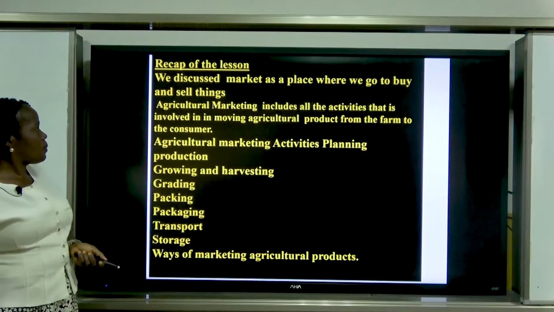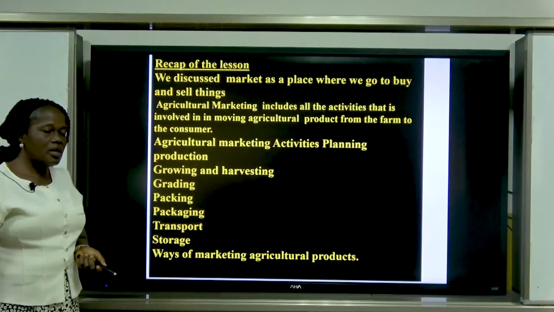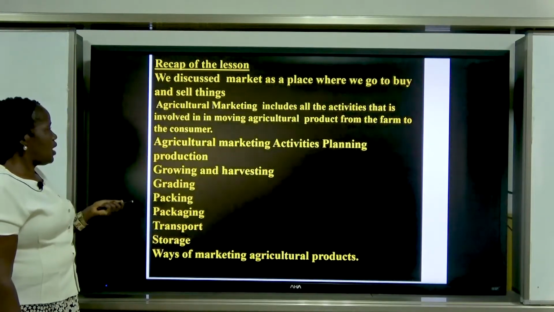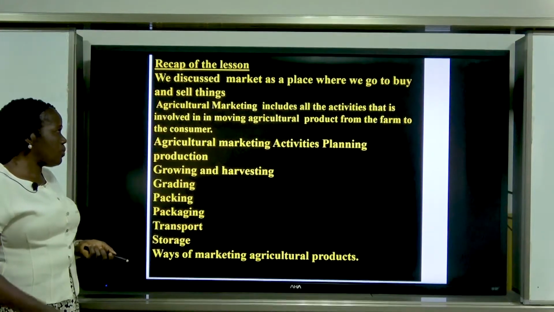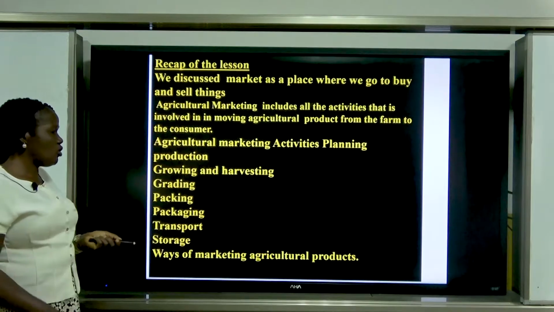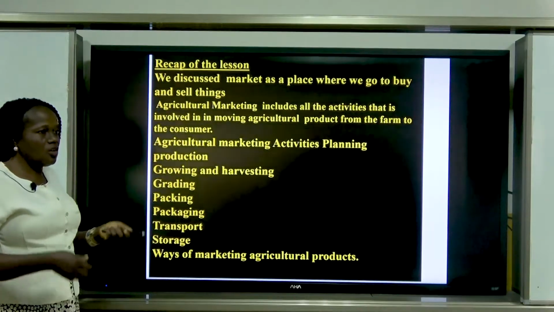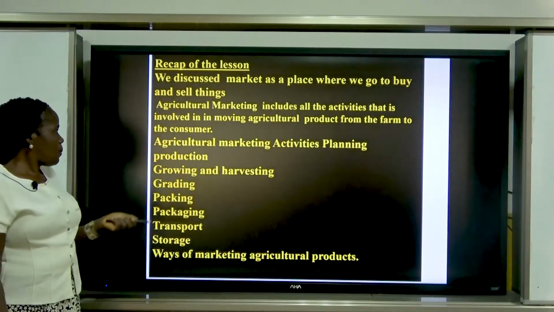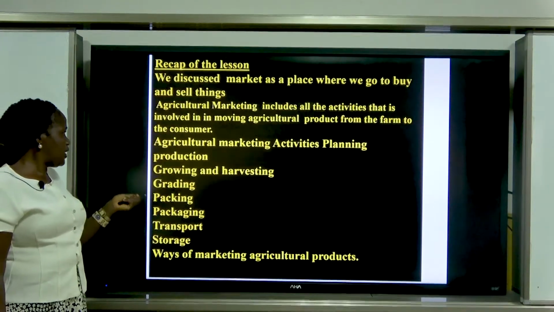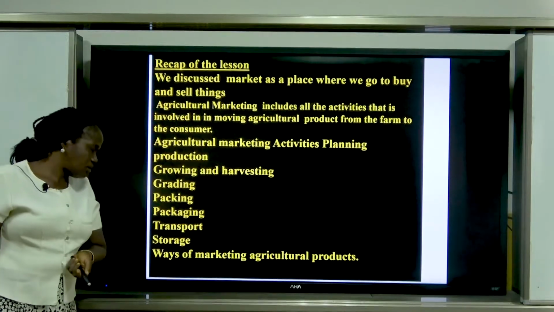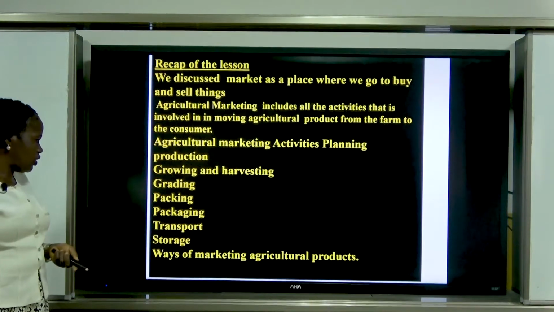The recap of the lesson. We discussed market as a place where we go to buy and sell things. That is a layman's definition of market. And we have said that agricultural marketing includes all the activities involved in moving products from the farm, which is the point of production, to the consumer, which is the consumer's table. And we have agricultural marketing activities like planning, production, growing and harvesting, grading, packing, packaging, transport, and storage.